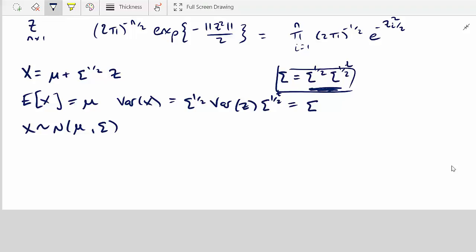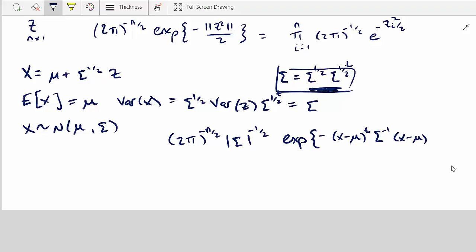Now, the density associated with it: we could use the transformation to figure out the density associated with it, and it is 2 pi to the minus n over 2, determinant of sigma to the minus 1/2, e to the negative (x minus mu) transpose sigma inverse (x minus mu) divided by 2. Okay, so that's what the non-standard normal, or what we would just call the normal distribution, works out to be.